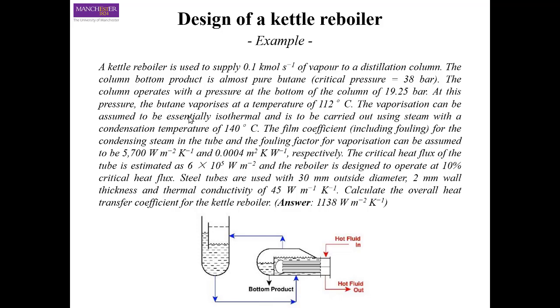At this pressure, the butane vaporizes at a temperature of 112 degrees centigrade, and the vaporization can be assumed essentially isothermal, as you know that when the liquid changes its phase, it's an isothermal process. So here we know that outside these tubes, the vaporization is happening, and it is happening at a constant temperature of 112 degrees centigrade. While inside the tube, we are using hot fluid to heat these liquid to convert it into vapor, and that hot fluid is actually also steam.